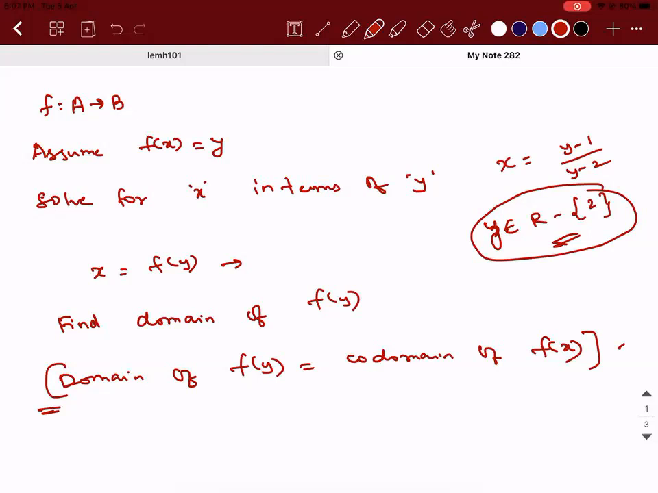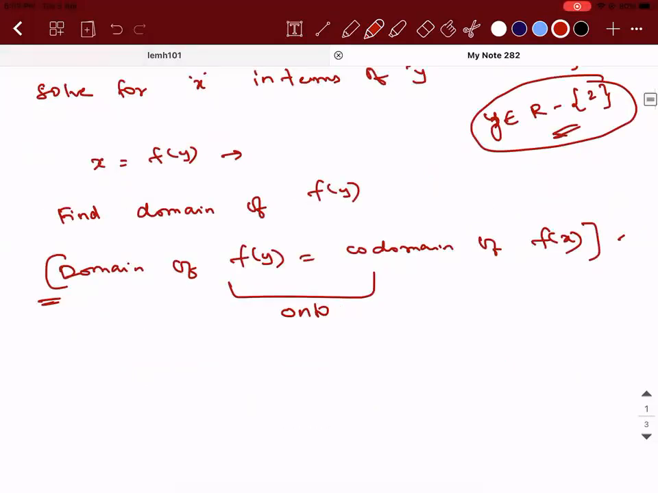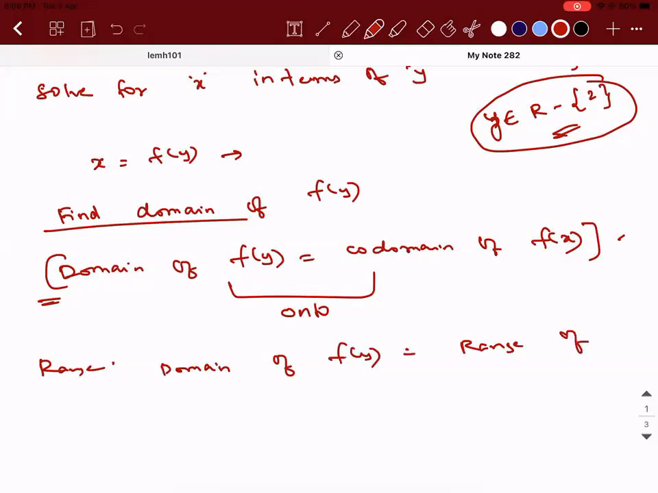So what is it? Domain of f of y is exactly equal to codomain of f of x in the onto context. This is in the case of onto function. So in onto, what are we talking about? Codomain should be equal to range then. So if at all the problem is based on range, till here the steps are the same. Then domain of f of y will be equal to range of f of x. So same steps, but the last step alone you will present the answer with a different context.